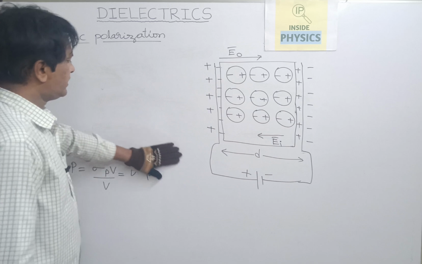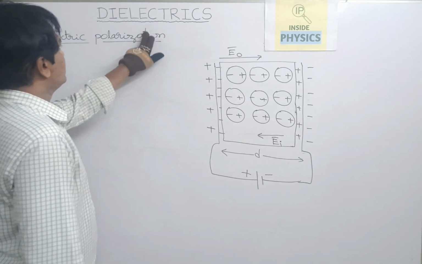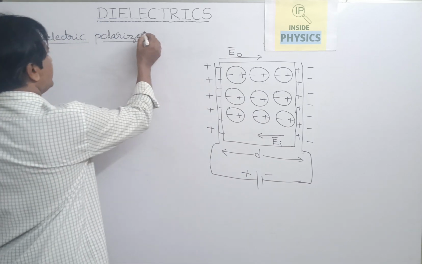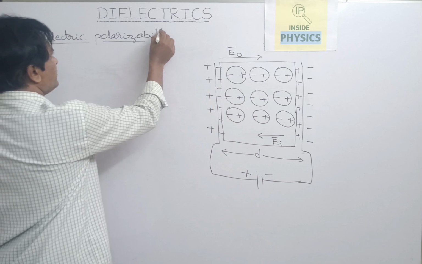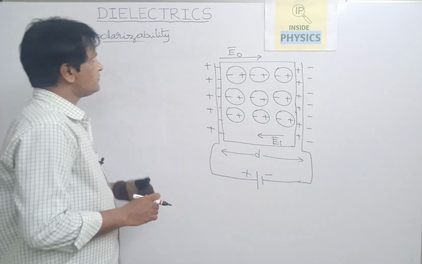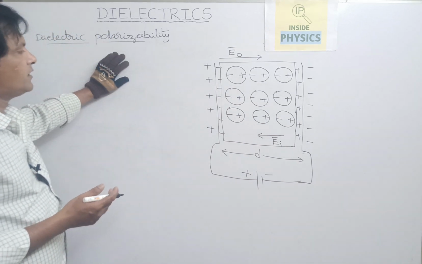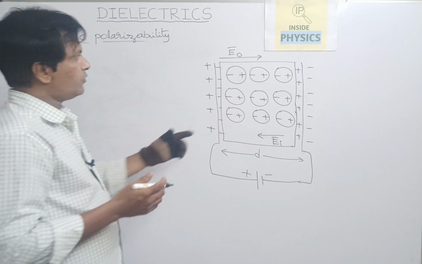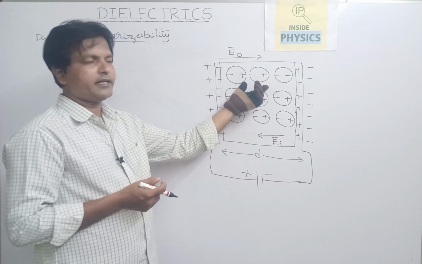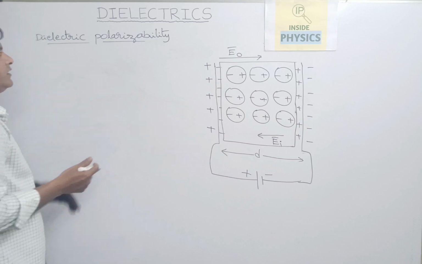Now we consider what is dielectric polarizability. Polarizability is a particular characteristic of a material, showing how it responds to the external electric field, something like the behavior. It is the capacity to orient all the individual dipoles, that means molecules or atoms, because of the applied field.